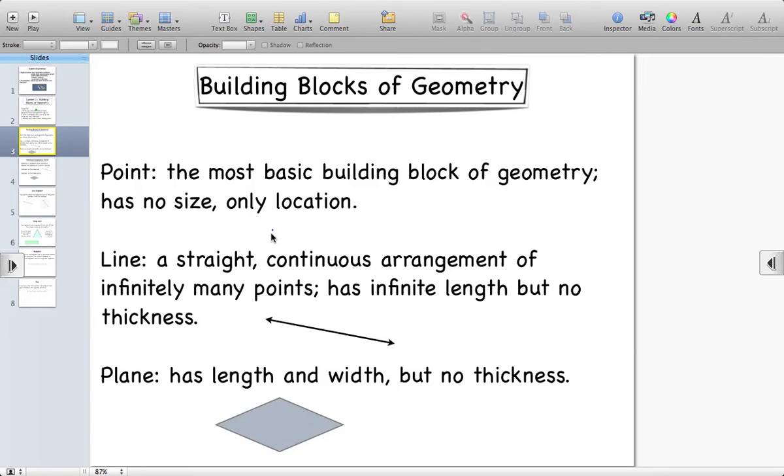When we talk about points, of course, we draw our point, usually a little bit exaggerated like that, and we label it with a capital letter. So that's basically how to identify a point.